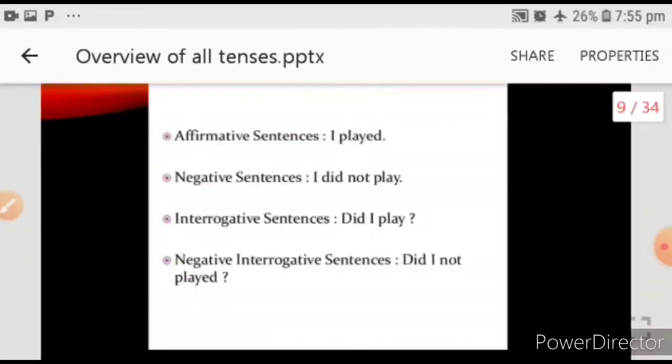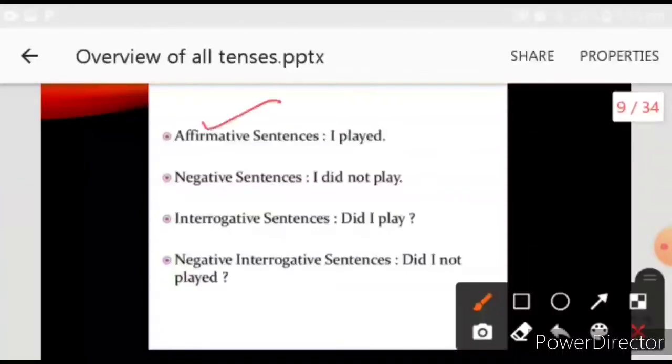Now if you look at the next page, there are four types of sentences written. The first one is affirmative. Affirmative means simple sentence, which is a positive sentence. There is no negativity in it, no question and nothing. So affirmative sentence is a simple statement. For example, they have written I played. Now when you are going to change this tense, over here the second form of verb has been used.